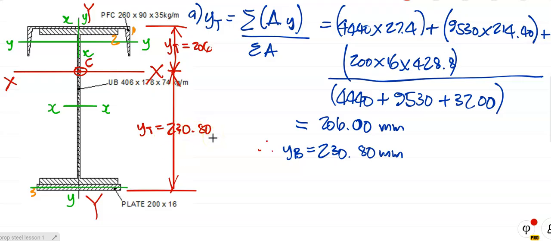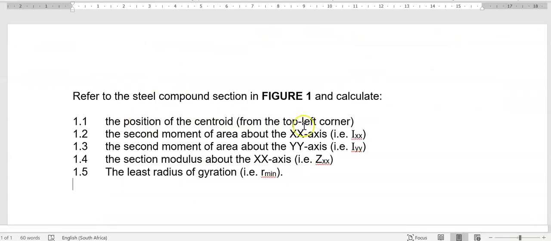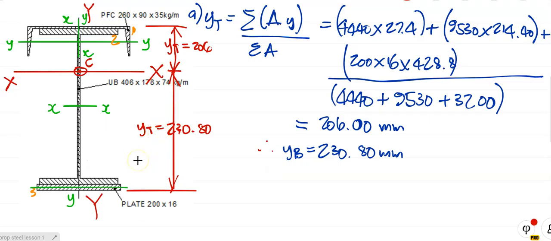Right, people? So if I flick back to my question, 1.1 is finished. Okay. So why I just said from the top left hand corner, you can work from any point, like I said previously, but always take extreme points. That's an extreme point, that's an extreme point, those points are also extreme points, but this section here is wider than the bottom. So it's always safe to take extreme points. You could either work around that point or that point, you get the same answers. Okay. If you work about this point upwards, you would have gotten 230.80 first, and the full depth, take away this, you would have gotten 206 millimeters afterwards.